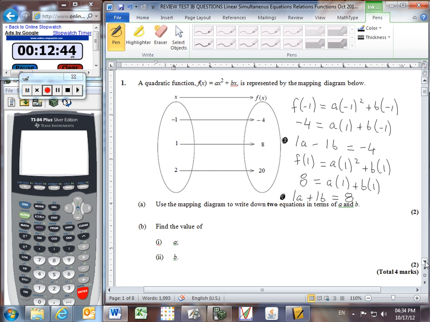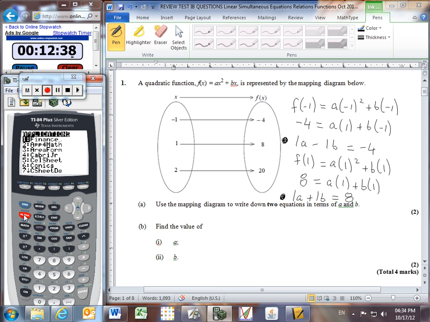And I also need to find the value of a and b. This is where I can use poly-simult. So I'll go into my apps, and I'll choose poly-simult. And let's just scroll down. You can see I've got all of these extra apps I shouldn't have. Please make sure that your calculator has got only poly-simult, finance, and catalog help on it. Alright, so poly-simult 2, and I'm going to go into simultaneous equation solver. And I've got two equations with two unknowns.